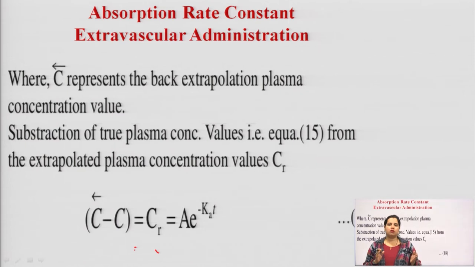We simplified the equation in our previous sections, and that is the final equation we get for calculating plasma concentration. From that equation, if we put the plasma concentration value and replace C with C with the backward arrow, then the subtraction of the true plasma concentration value from the extrapolated plasma concentration value, Cr, will be C with backward arrow minus C is equal to Cr is equal to A e to the power minus Ka t. These are different kinds of mathematical expressions we can change as per our requirement. If we want to calculate the absorption rate constant, we can simplify the equation and put only the values related to this, and if we want to calculate lag time, flip flop type of calculations or volume of distribution, we can change the particulars accordingly.